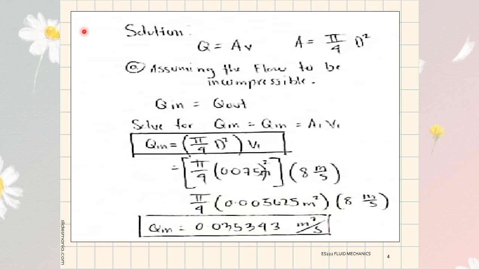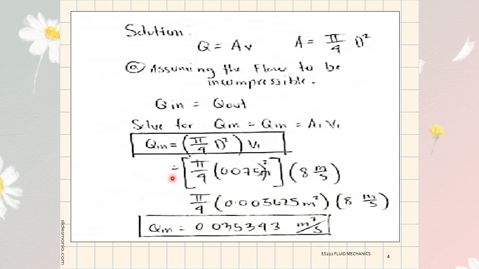Next, we have the formula to solve for the discharge and the area. Q is equal to AV, and the area is equal to pi over 4 times d squared. Assuming the flow to be incompressible, Q in is equal to Q out. To solve for Q in, it is equal to A1 times V1. Q in is equal to pi over 4 times d squared times V1.